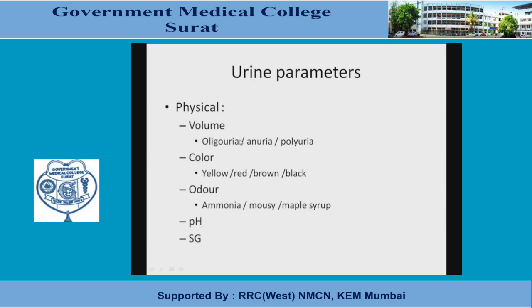Normal urine volume is around 1.5 liters per day. It may be decreased or increased in various conditions. The color is normally amber, yellow amber. It may sometimes change depending on different conditions, so we should rule out the other conditions. Odor is normally aromatic. In certain metabolic disorders, that odor should be checked. Specific gravity: concentration means drinking or dehydration.